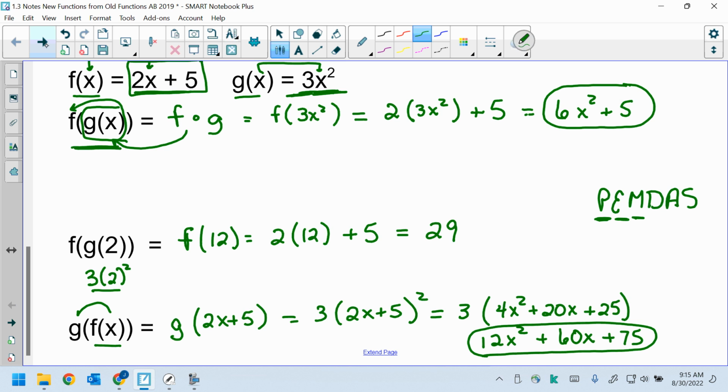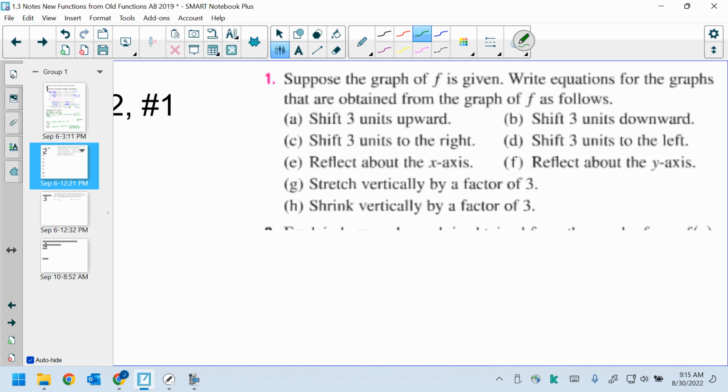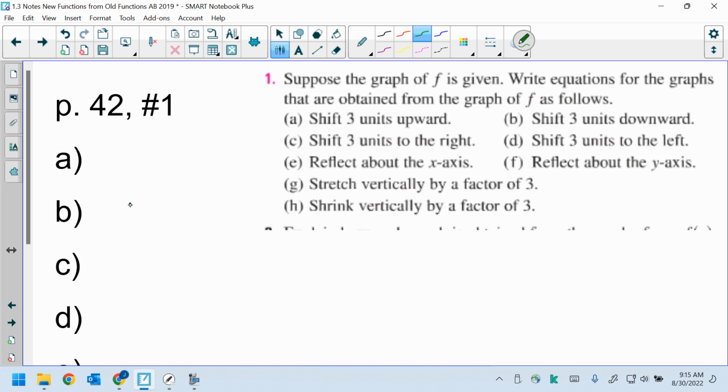All right. Now let's talk about this guy. Suppose a graph of f is given. Write equations for the graphs that are obtained from the graph of f as follows. So, okay, now to me that's kind of confusing. I think what we have to assume here is y is equal to f of x. That's the equation of this supposed graph that we're sort of imagining in our minds.